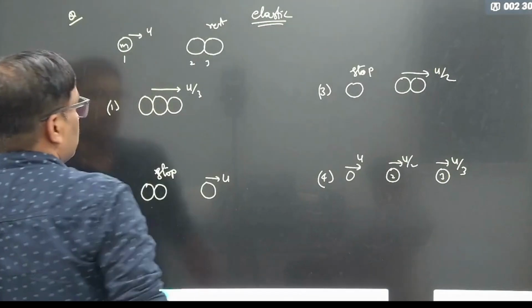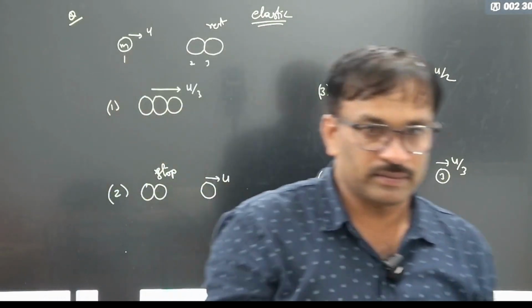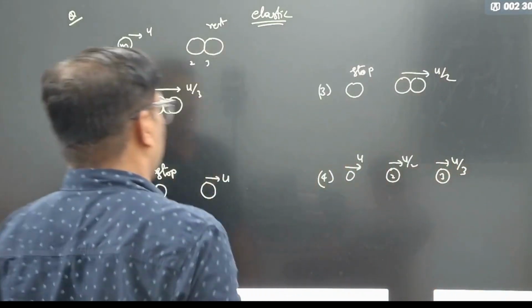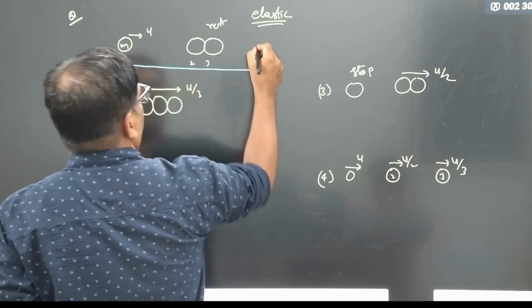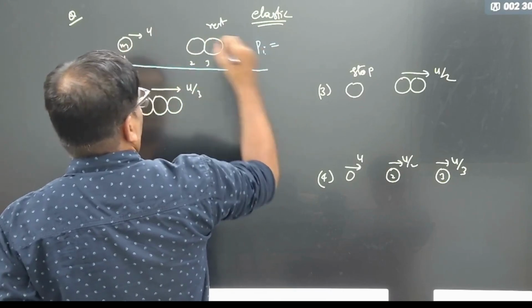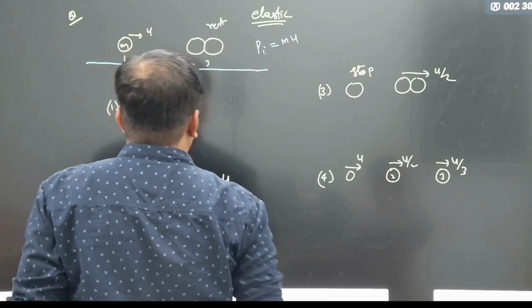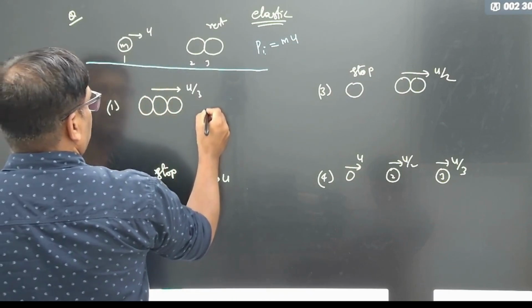Right. So we have an elastic collision, which means immediately you should get into your mind: momentum conservation. This is before the collision. What is the momentum conservation now? Initial momentum: if these two are not moving and only this one is moving, it will be mu. Here after the collision, these three are moving with this velocity.